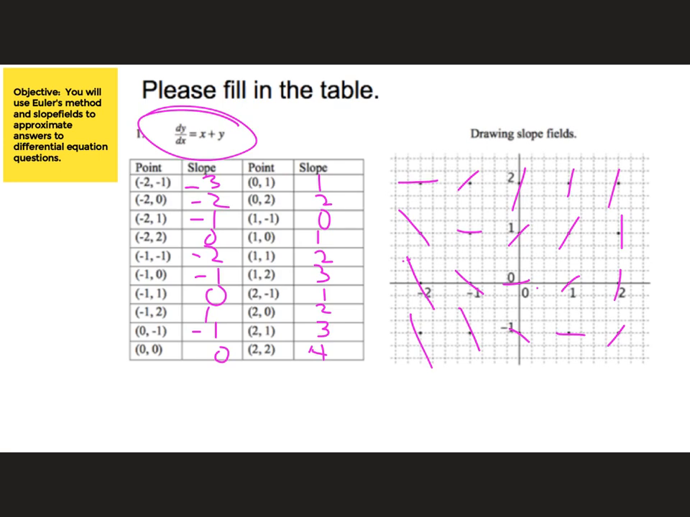Now, if you're wondering what the heck we are doing, if you imagine that there's an initial condition, say I had to go through this point right here. Well, what would happen is as we go this way, we'd follow the slope field, and as we go this way, we'd follow the slope field. So we do something like that.